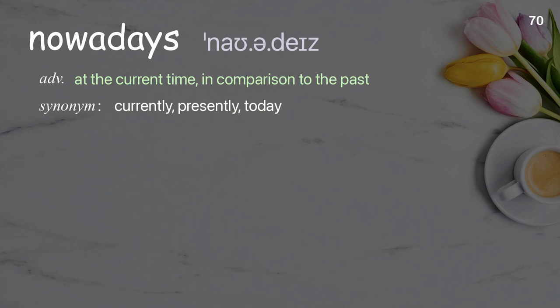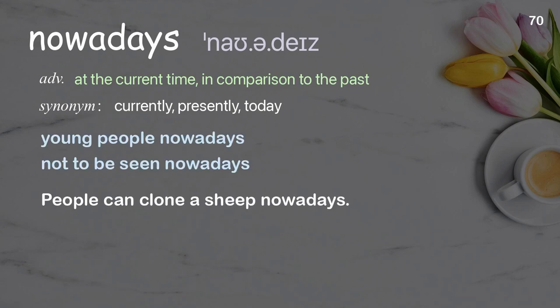Nowadays: at the current time, in comparison to the past. Examples: Young people nowadays. Not to be seen nowadays. People can clone a sheep nowadays.